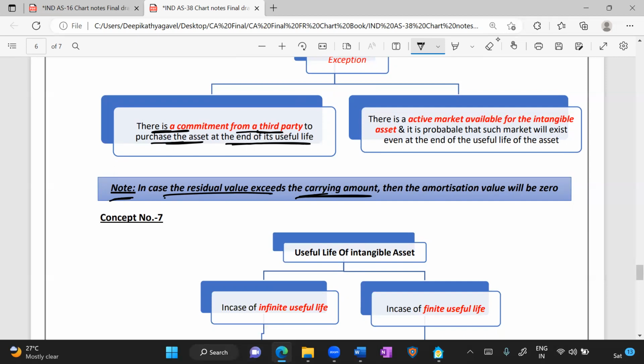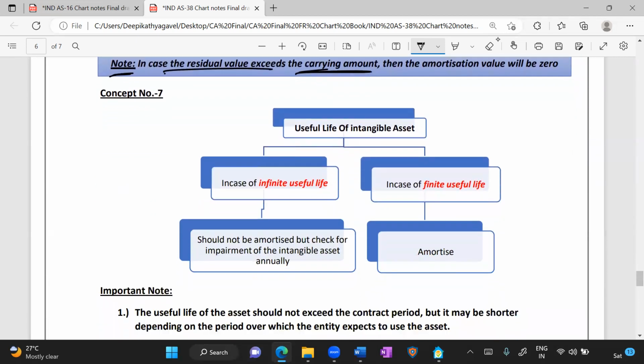The amortization value will be 0. It makes sense, right? Your residual value is greater than your carrying amount, so you will not amortize the asset, right? Moving on to concept number 7, useful life of intangible asset.